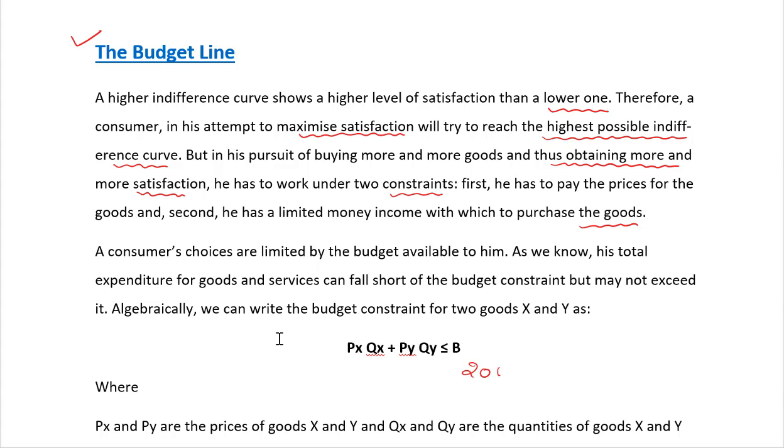So in our example, the budget was 200. Price of X is supposedly 10 and price of Y is supposedly 5, and quantity of X is 10. So 10 into 10, 100. 5 into 20, 100. So this is 100 plus 100 equal to 200. This is within the budget line. I can't buy 21 units of product Y and I can't buy 11 units of product X if I am following this combination. This is combination 1.